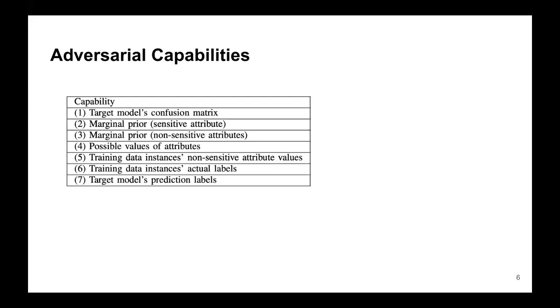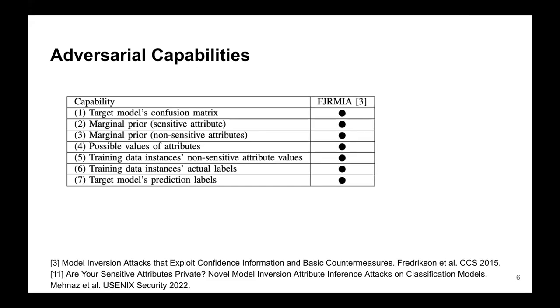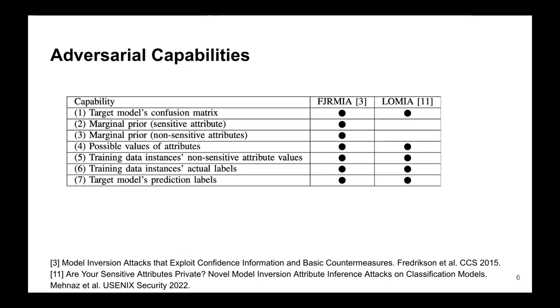Here are some adversarial capabilities that existing work considers. There is a wide range of capabilities, from target models, confusion matrix to marginal prior and the training instances, and non-sensitive attribute values access. For example, Fredrickson considers all of these capabilities. The next model inversion attack in the black box setup, although it reduces the capabilities, still has some that might be unrealistic, like access to the non-sensitive attribute values or marginal prior. That's why in our attack, we consider only these two more realistic capabilities. One is the possible values of the sensitive attribute, and also the access to the query. So the adversary can make queries to the model and get the prediction from there.